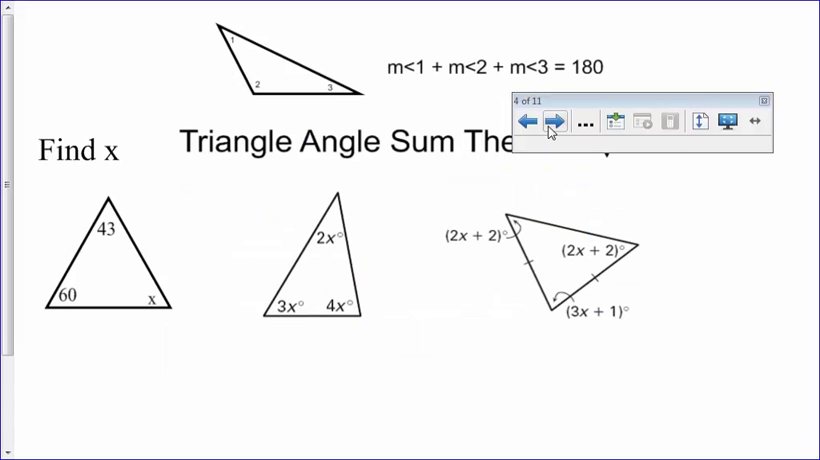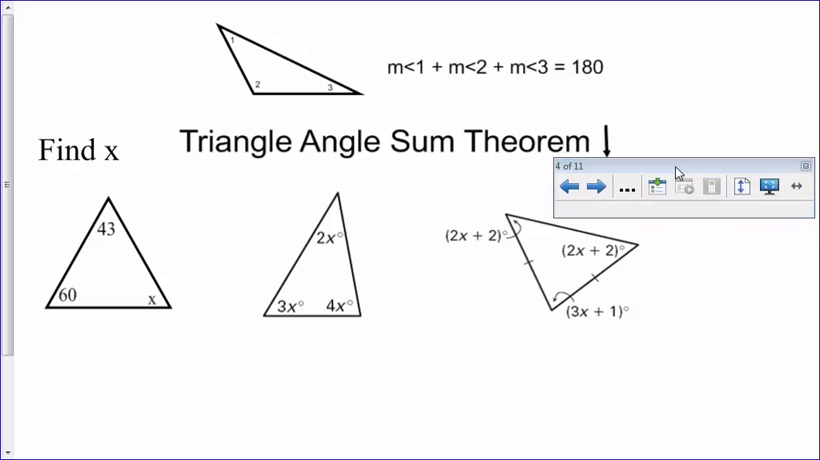So let's talk about the main idea for 3.5, the triangle angle sum theorem, which states, and you might already remember this from other math courses, that the measure of angle 1 plus the measure of angle 2 plus the measure of angle 3 equals 180. So in any triangle, all 3 angles add up to 180. Let's do these 3 together.